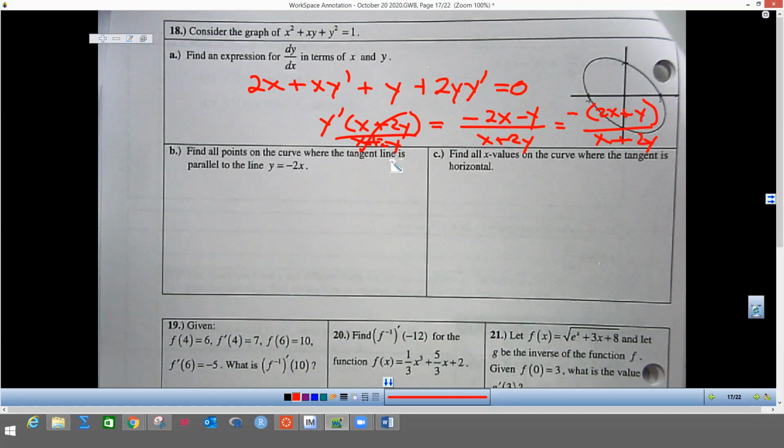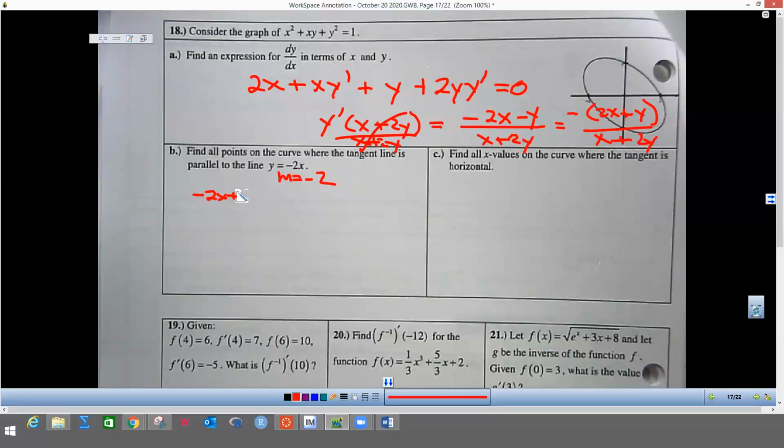Then it says find all points on the curve where the tangent line is parallel to this. Well, from this, we know the slope of this line is -2, which means we want to find where this derivative equals -2. Because this is the slope of all the tangent lines right here. So I'm going to put this slope equal to that -2.